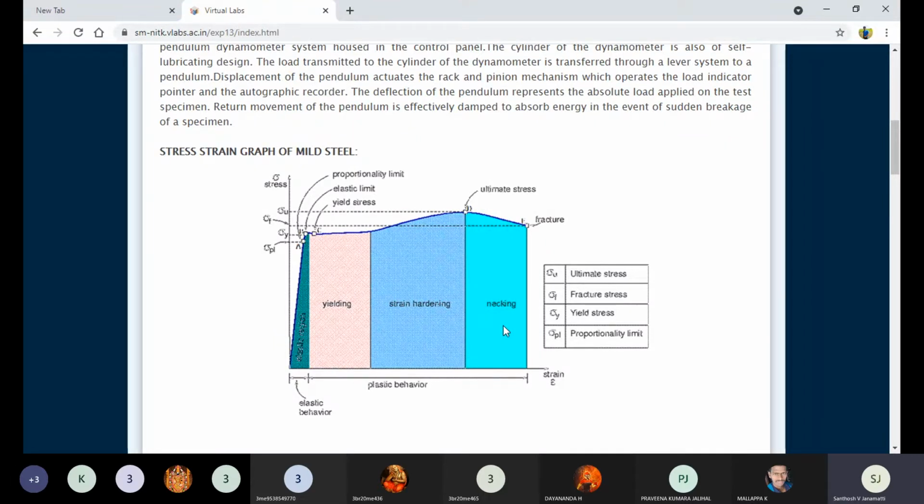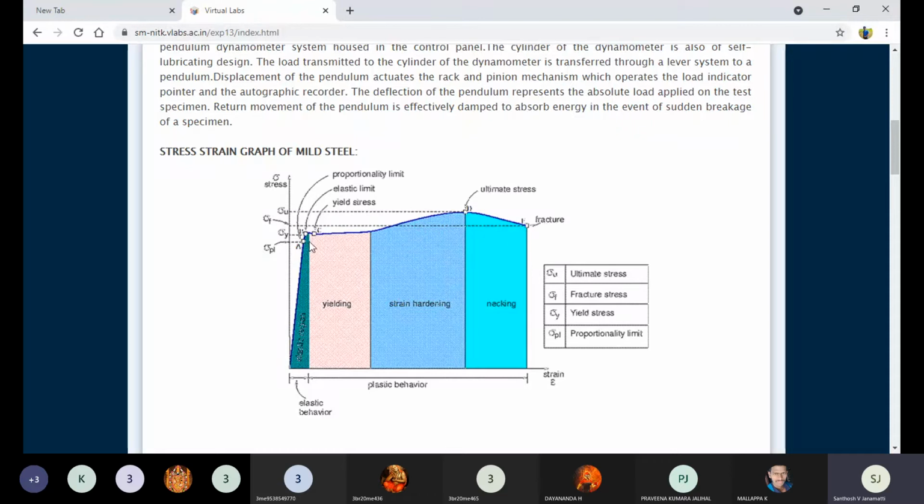We can note down the ultimate point and the fracture point. At the fracture point the material is completely separated. The ultimate point means the point before the fracture. So up to 80 or 90, the load increases from 0 to 90. After 90, the load goes down to 60, 70, 50. At 50 maybe, or 40 or 60, the fracture takes place, right? The maximum point before the fracture we call the ultimate stress. This is the fracture point, exactly where the fracture takes place.